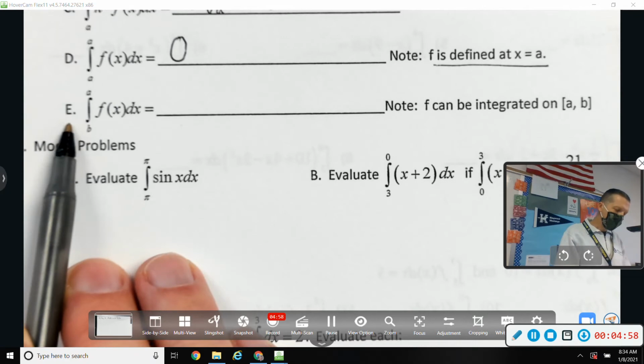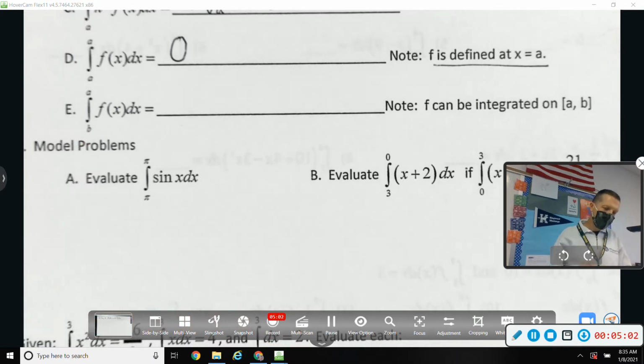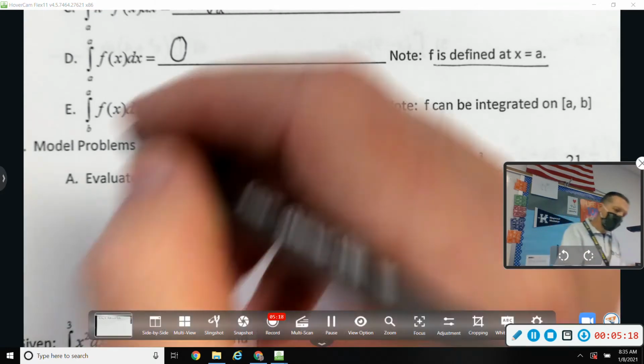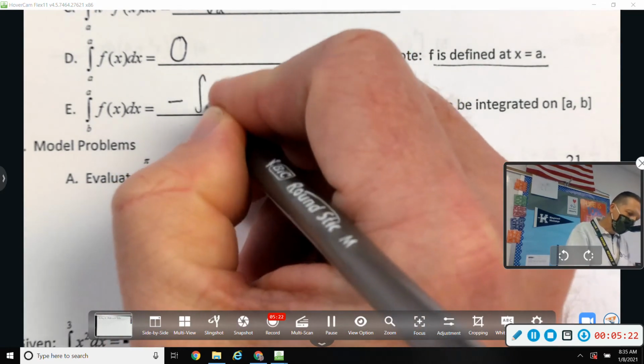Part E, or property E. The integral from... How is this one different than all the other ones? B to A. B to A. That feels backwards. What usually happens in math class or physics class if something is backwards? What's that lead to? Negative. And it means the same thing here. So that's negative the integral from A to B.